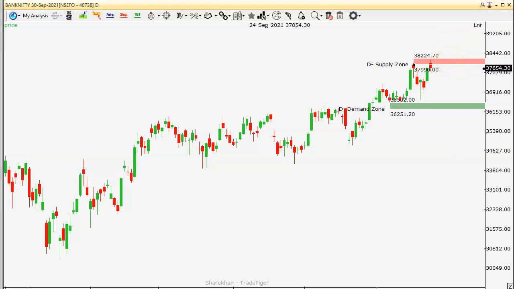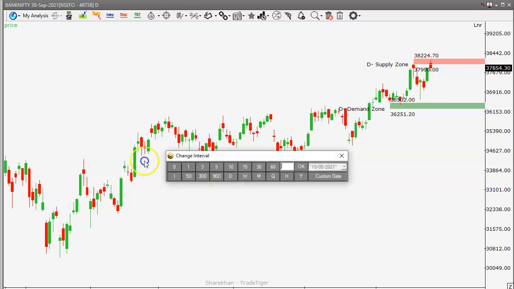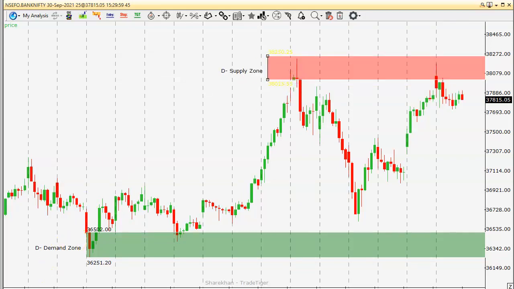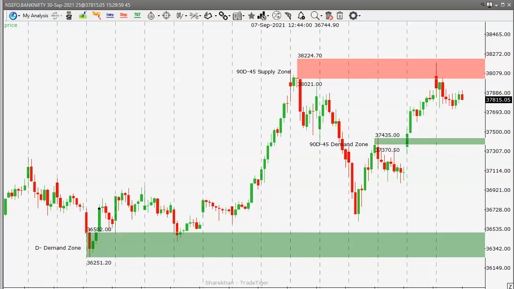So we will reduce the time frame to 45 minutes and we'll see where the levels are. The only change is reducing the time frame. So again this is the supply area. This is the 45-minute time frame chart. Here we can get a decent support for the Bank Nifty futures, that is the 37,435 and 37,370 zone. Previously it went up to this and came back and gave a breakout. So this breakout level will give you a decent support for Monday.